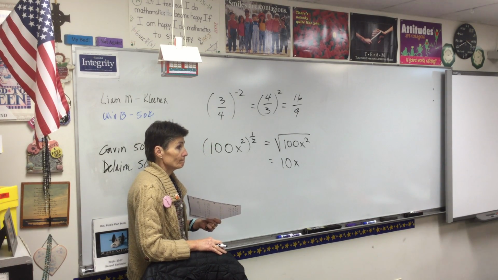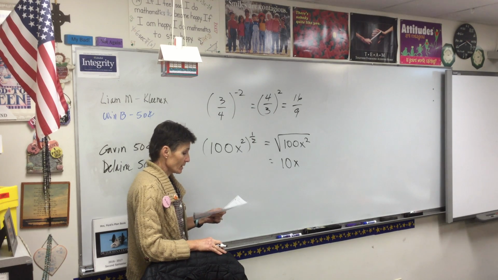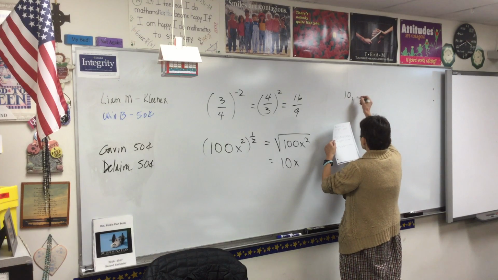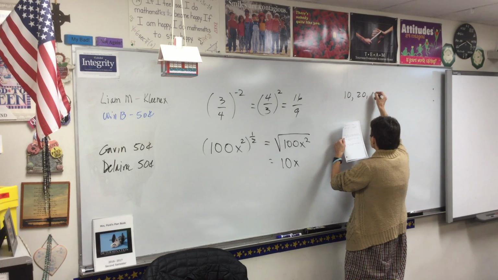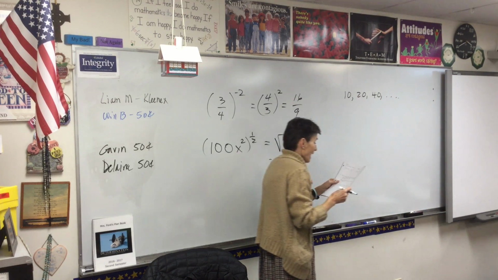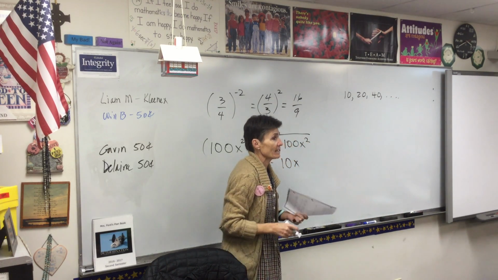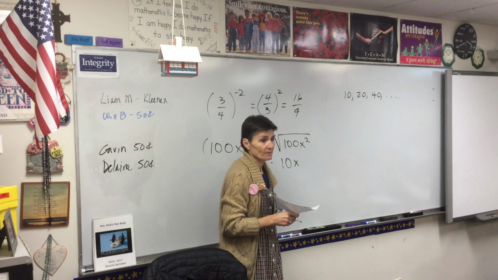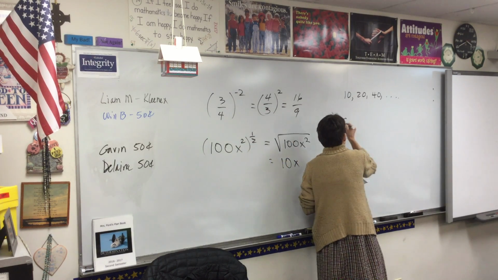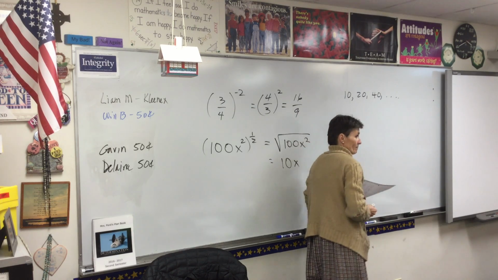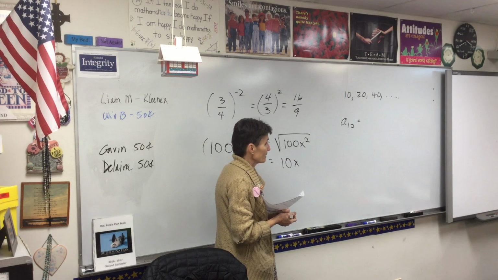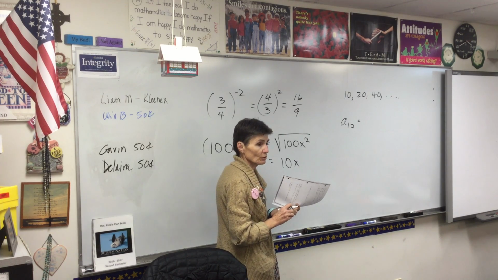All right, here we go. Patrick saves 10 cents on the first day, 20 on the next day, 40 on the next day, and so on. How much does he save on the 12th day? Don't we just want to know the 12th term? Right. And how do we do that? We've done a lot of these. How do we find that 12th term?